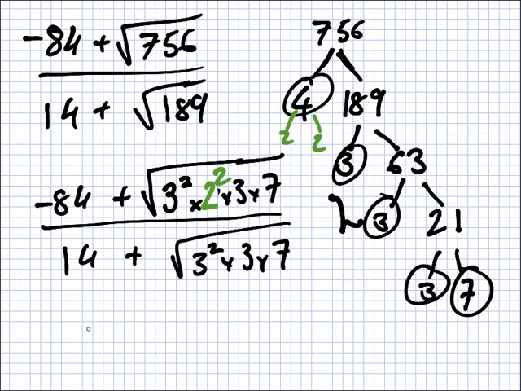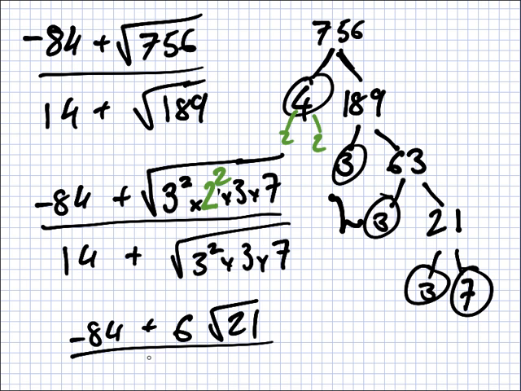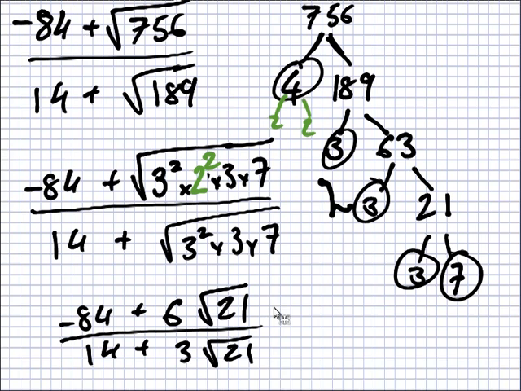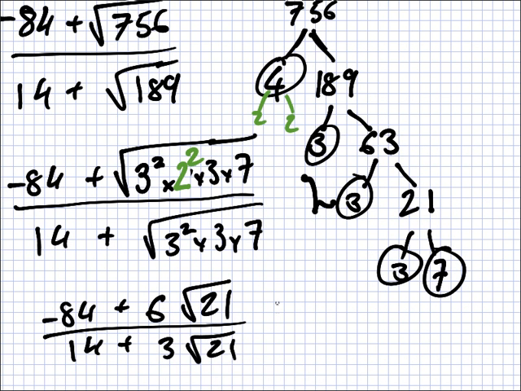Okay, that's nice. So that means that's 84 plus 3 times 2, 6 root 3 times 7, 21, and then 14 plus 3 root 21. Okay, that's as much as I can break it down. This is what I was getting at. I wanted to simplify the numbers as much as possible, so now it makes it a little bit easier to multiply by the conjugate.